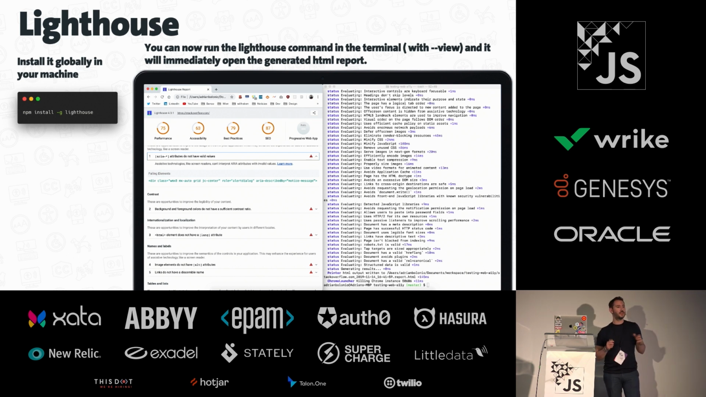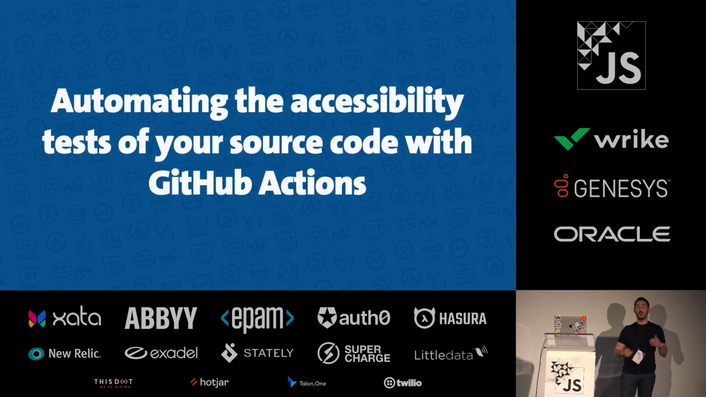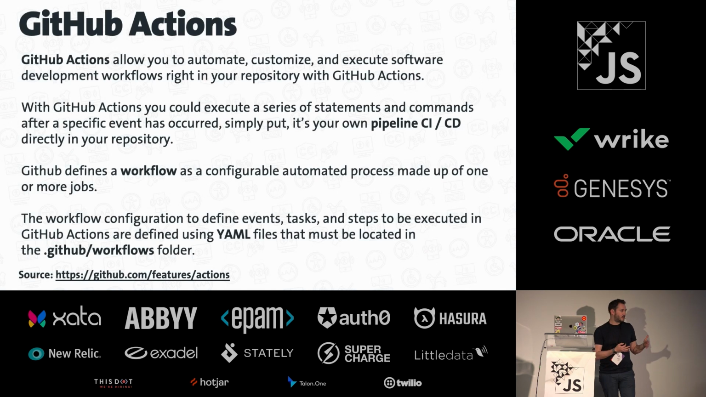What can we do with those CLI tools? Well, if you have your code hosted in GitHub, we can use GitHub Actions to automate those accessibility tests in your repository. GitHub Actions are just workflows that execute tasks on demand wherever you tell the GitHub Action to run. So they are YAML files.